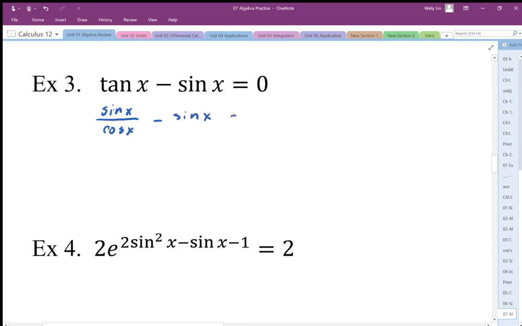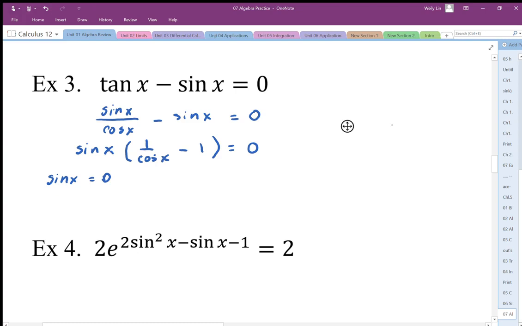And since it's equal to 0, that's perfect. I can factor out the common sine. And then I end up with 1 over cos x minus 1 equals 0. Okay, so solve each factor independently. So sine x equals 0. Okay, so sine x is equal to 0.